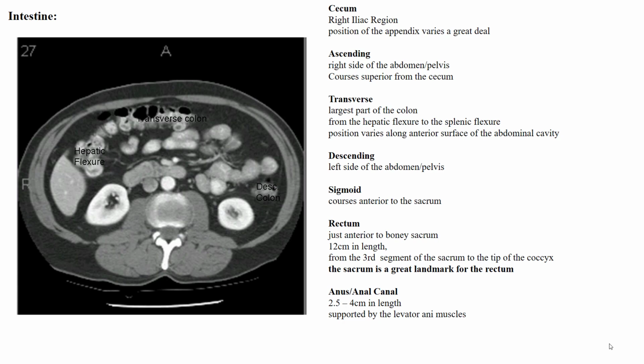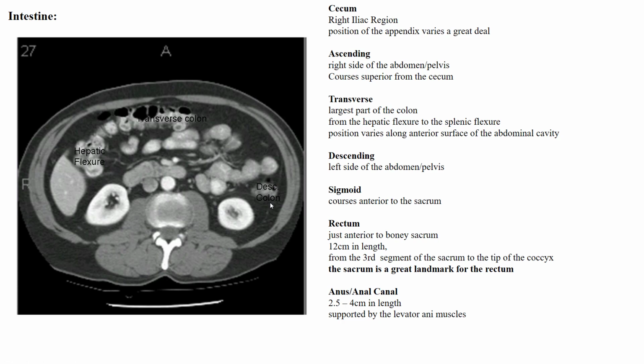So we've got the cecum first, and then it goes into the ascending colon. That's along the right side of the abdomen and pelvis. It courses superior from the cecum and up towards the liver, and that is where you find the hepatic flexure. When you look over at this image, you see the hepatic flexure, and it goes across the transverse colon and then over to the splenic flexure on the left side of the patient, and then down through the descending colon, the sigmoid and rectum.